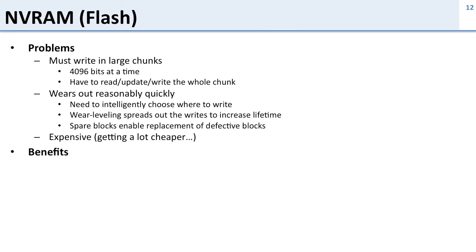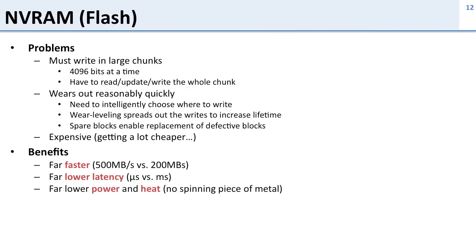So what are the benefits of flash? Well, it's far faster. We saw the throughput is much greater than a hard disk, and it has enormously lower latency. Flash latency is in the order of microseconds versus milliseconds for hard disks. And the real big one here is that it's lower power and heat. In a hard disk, you're spinning a piece of metal, which generates a lot of heat. So flash is much better here. The conclusion is that non-volatile memory, or flash, is going to take over the world. Hard disks are going to go away, and everything's going to be stored on flash, but that's not going to happen until it's cheap enough.